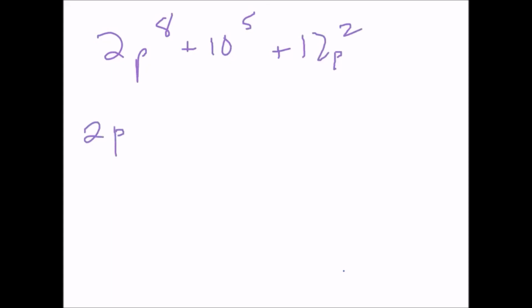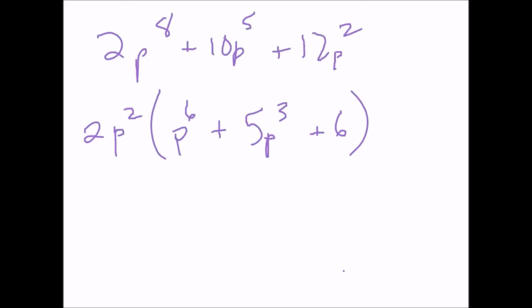The last thing from this section is when you factor a polynomial that looks like this, 2p to the 8th plus 10p to the 5th plus 12p squared, you of course are going to take out what you can. So you're going to take out a 2p squared, and you're going to get left with p to the 6th plus 5p to the 3rd plus 6.